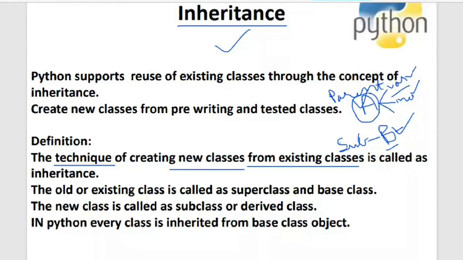But the parent, whatever the property that the child is having, the parent is not eligible to take it. Only your child is eligible to take it. Okay, so this is the concept of inheritance.